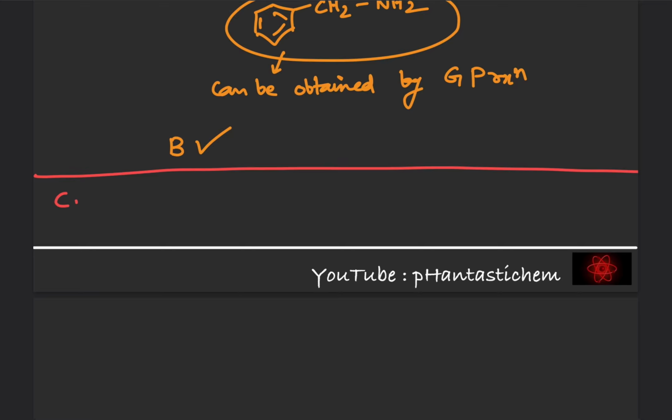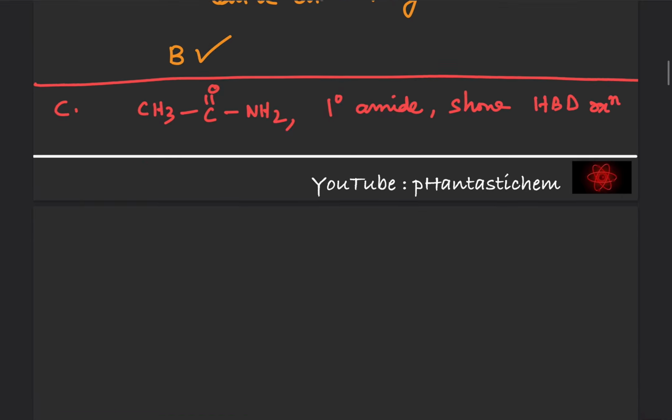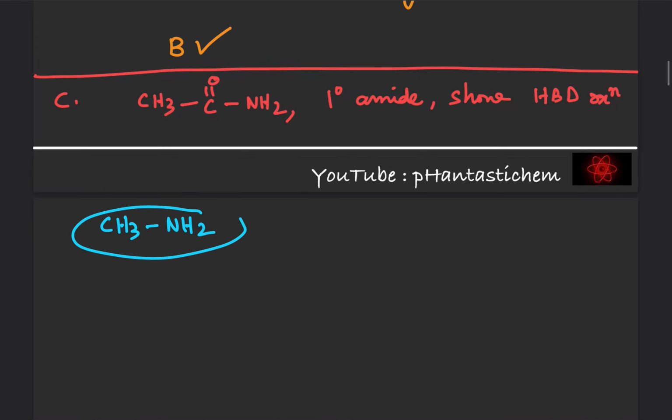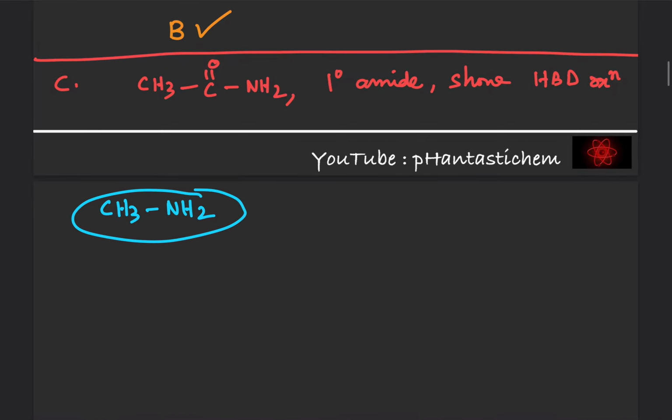Let's talk about C. Compound C is CH3 C double bond O NH2. Okay, so it's a 1-degree amide. As you can see, nitrogen is connected to one carbon. Okay, therefore it will show Hoffman bromamide degradation reaction, and it will give an amine having one carbon less, that is CH3NH2 as the product, and this product can be obtained by Gabriel Thelimid reaction as it is an aliphatic 1-degree amine. Okay, so therefore compound C is also correct.